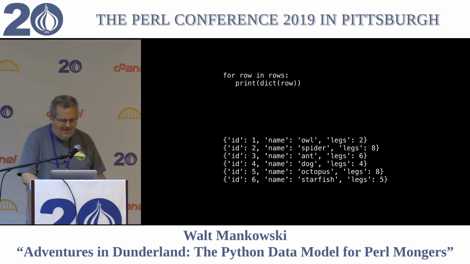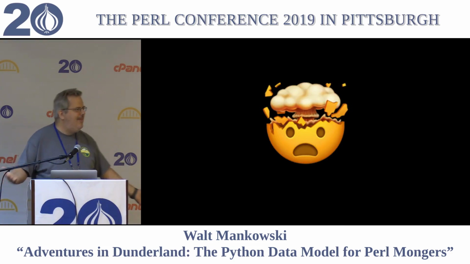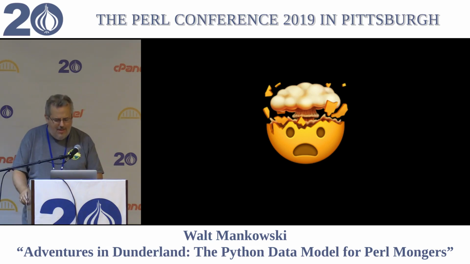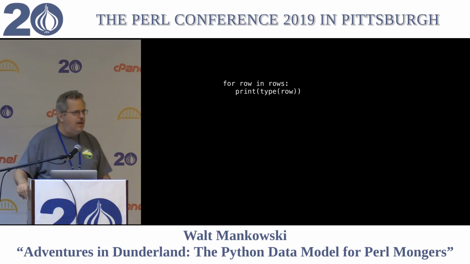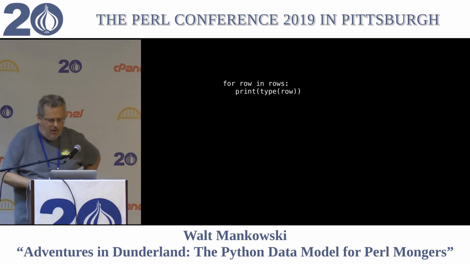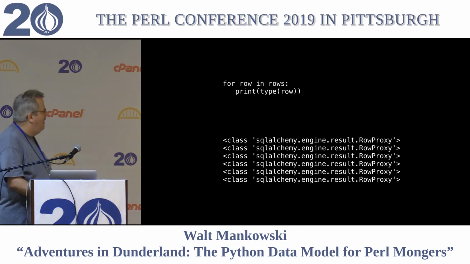Like, what the hell? What the hell is going on here? And so then I said, Python lets you do introspection. So I said, let's look at what the types of each of these rows are. And when I did that, it said each of these is a SQLAlchemy.engine.result.RowProxy.